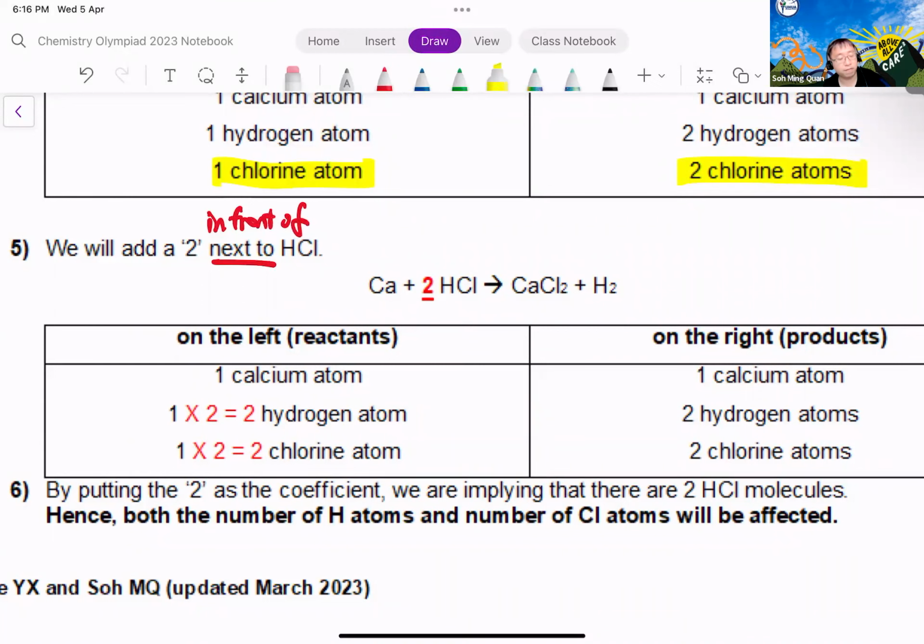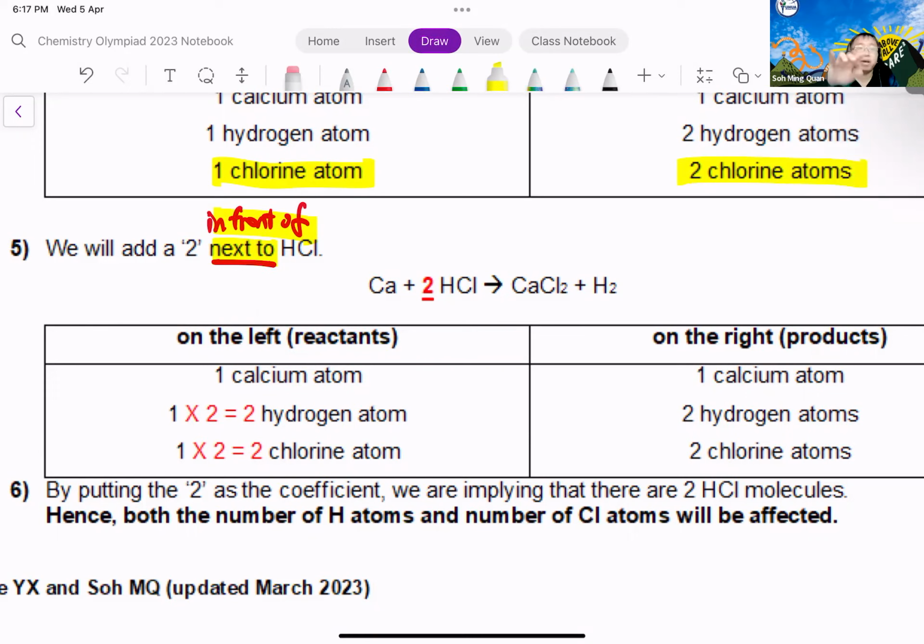Okay, so we will add a 2 in front of HCl so that you have 2 chlorine atoms. You will never ever add numbers below because the chemical formula is fixed. HCl is HCl. You cannot have HCl2. Cannot. So the 2 goes in front.